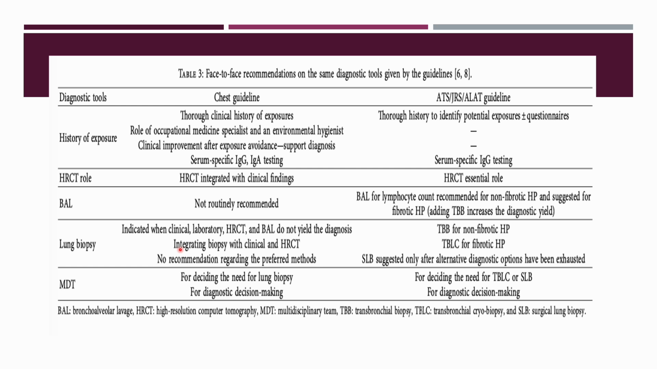There is no recommendation regarding preferred methods in the CHEST guideline, but the ATS guideline of 2020 did mention transbronchial biopsy for non-fibrotic HP, cryobiopsy for fibrotic HP, and surgical lung biopsy when alternatives were not available. Talking about an MDT, the CHEST guideline mentions that if you need to decide whether you should do a lung biopsy and take a decision, you could do MDT, and ATS guidelines also support that.